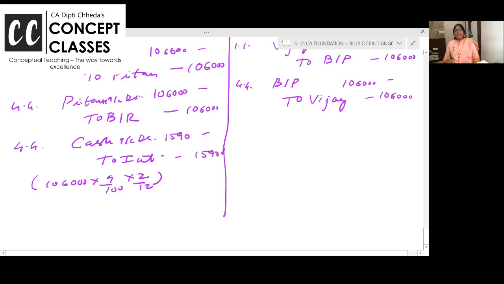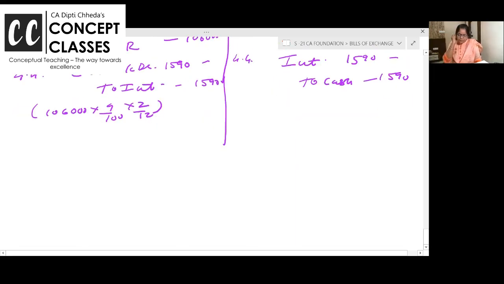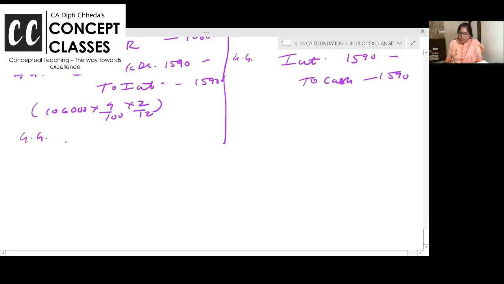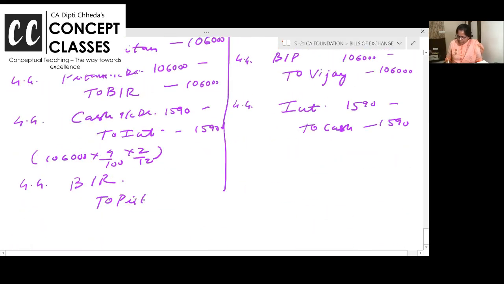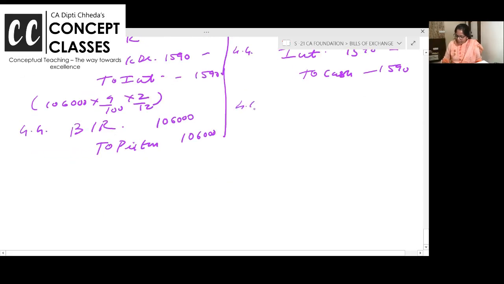क्या आपको क्लियर है? 1590. Yes. For him it is expense. Interest to cash. See, they said provided interest is paid immediately. So pay the interest and receive the interest. And now on the same date, another bill is drawn. Bills receivable debit to Preetham. वापस से 1,06,000. 1,06,000, again bill is drawn.